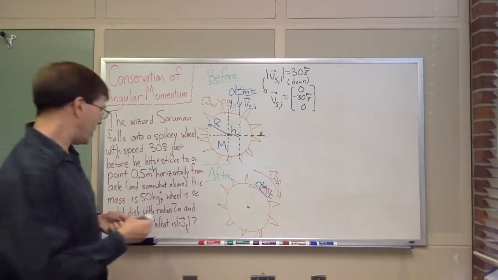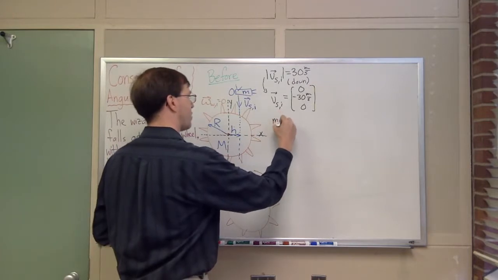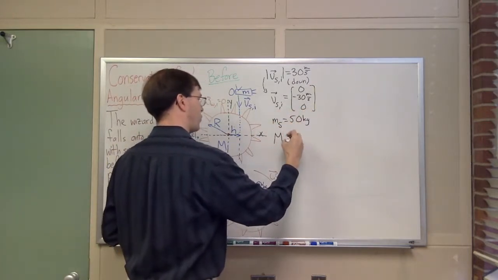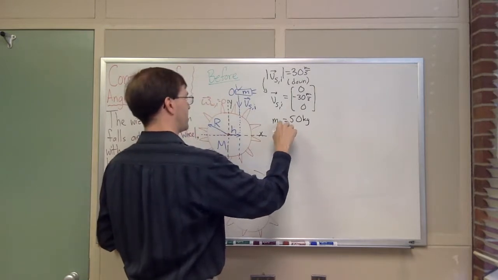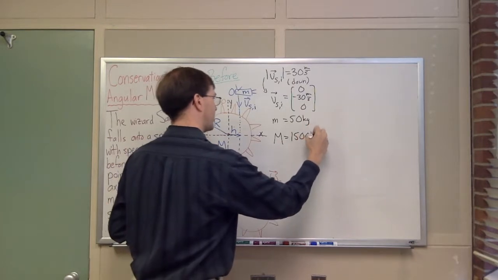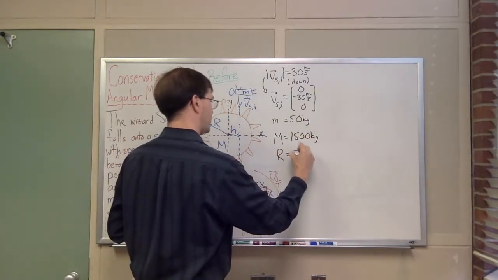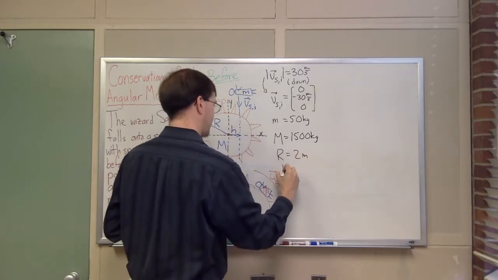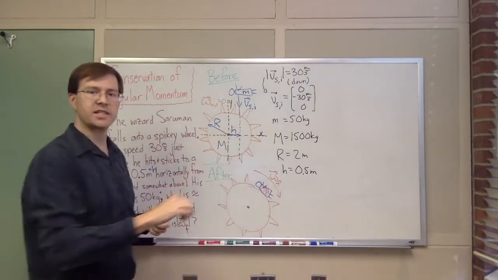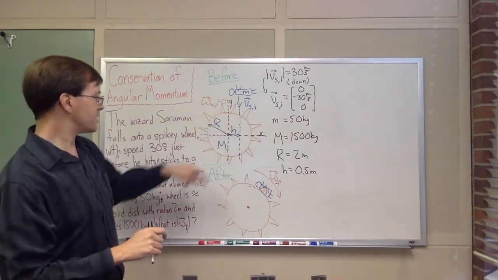What else do I know? I've got a list of things. I've written that the mass of Saruman is 50 kilograms. I didn't call it Saruman, I just said mass of Saruman is little m. Big M for the wheel is 1,500 kilograms. The radius of the wheel is 2 meters. That distance h is half a meter. That horizontal distance h from Saruman's path over to the axle is 0.5 meters.